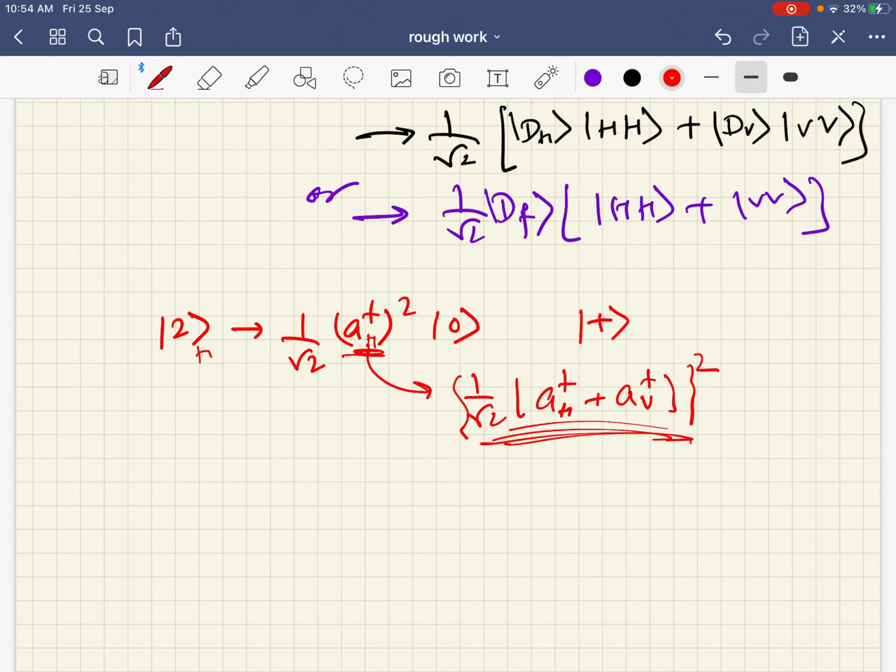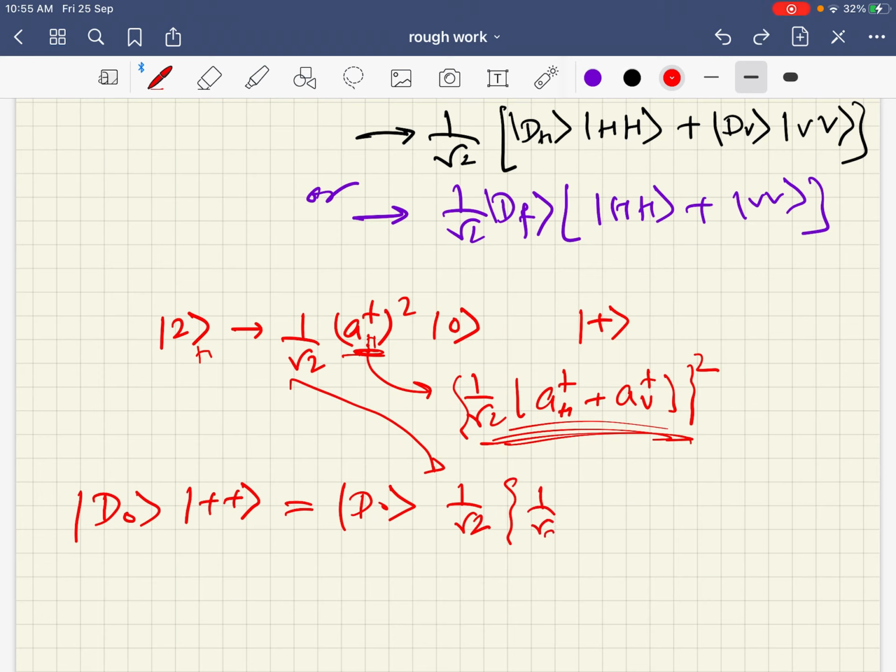Now let's see how we can do this. So the system is in your d naught state. Now we have a photon with 45-degree polarization. So can we write it like this, your initial state? We can also write it like this, 1 over root 2. So this one is here, and this we will be writing again. So this is 1 over root 2. Sorry, my handwriting is so bad. 1 over root 2 a horizontal dagger plus a vertical dagger, and the whole thing squared, and that should be applied to a vacuum state.